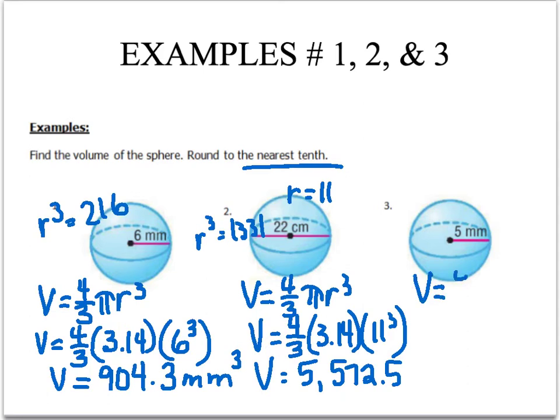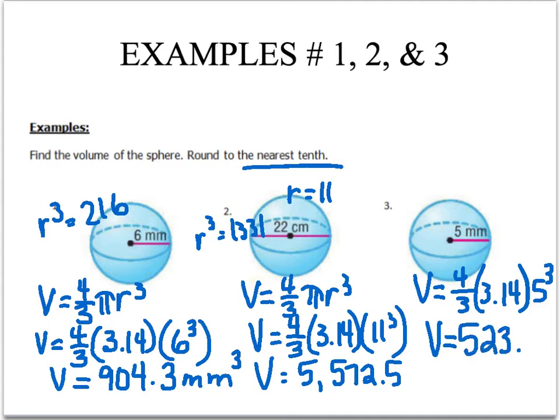Last one, same thing, 4/3 times 3.14 times 5 to the third power gives me a volume of 523.3 millimeters cubed.